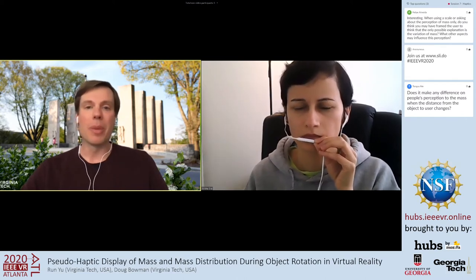And again, it's a perception of relative mass, right? So just that one thing is heavier than another, or one of the parts of the object is heavier than another. You don't get a good perception, of course, of absolute mass with this.